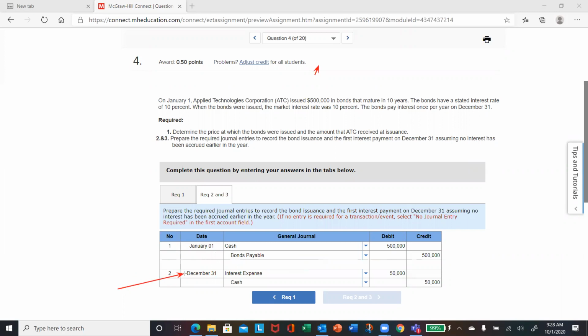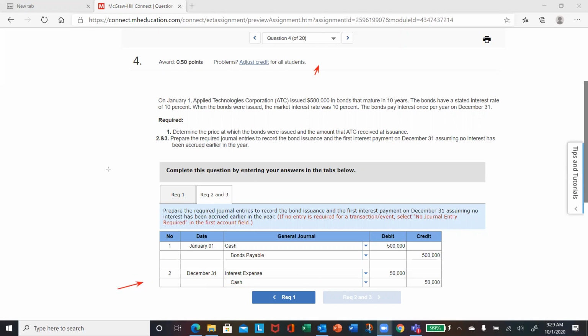Now, at the end of the year, you have to record an interest payment. So the interest payment, remember, is your principal, which is $500,000, times the interest rate. For bonds, to get the interest payment, you always multiply by the stated rate, which is 10%. And in this case, it's for a whole year. So then you just multiply it by 1 or 12 over 12, and that would give you the $50,000.